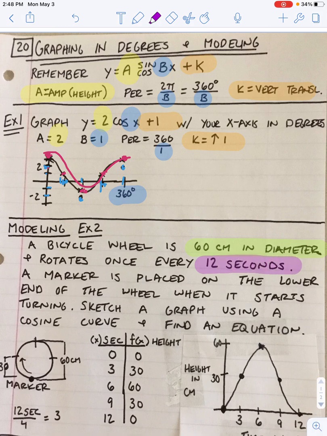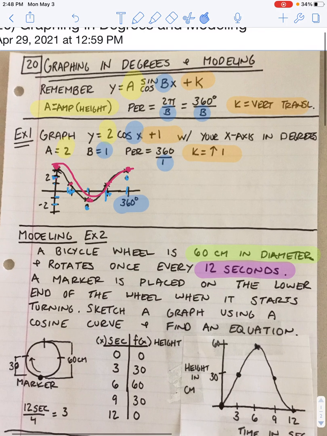Okay, so it goes all the way around in 12 seconds. A marker is placed on the lower end of the wheel when it starts turning. We need to sketch a graph using a cosine curve and find an equation. So there's a few steps here. First of all, we've got a little picture here of our bike tire with its marker. Here's its marker, and as it rotates, it goes around in 12 seconds.